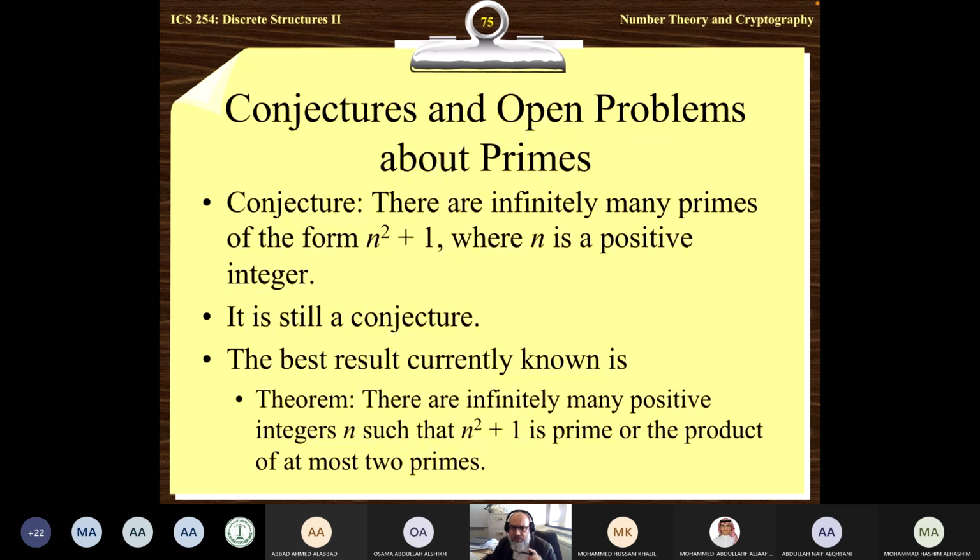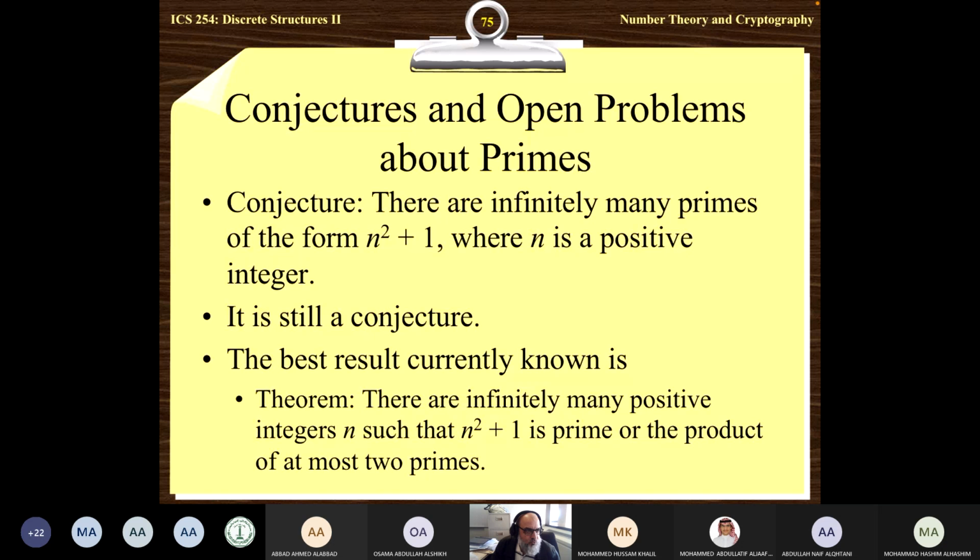Right. Another one. There are infinitely many primes of the form n squared plus 1, where n is a positive integer. Can anybody give me on the chat three different such numbers? Three different prime numbers of the form n squared plus 1.